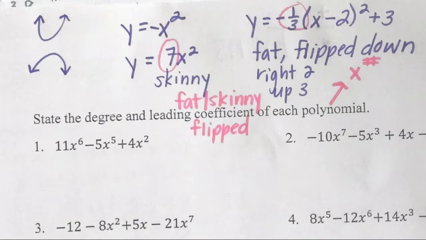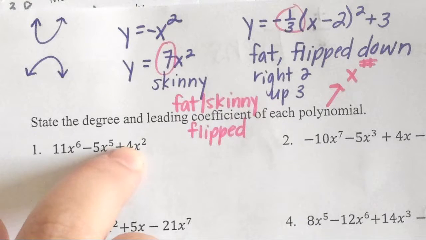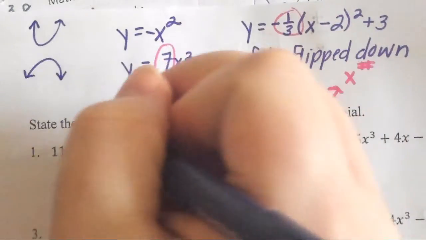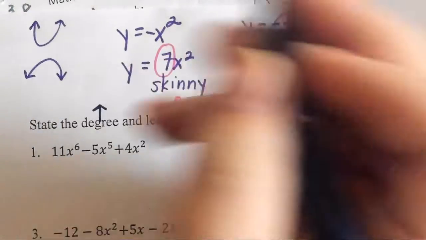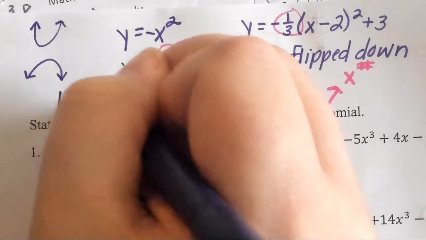But the only thing is, we're not just dealing with x squared. Number 1 has x to the 6th, x to the 5th, and x squared. So which one do we pick to look at? Is the leading coefficient the 11, the negative 5, or the 4? The leading coefficient always goes with the largest exponent. And if you know the largest exponent, you know the degree.